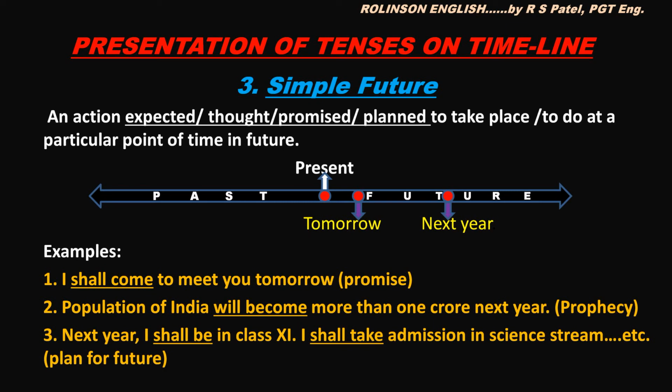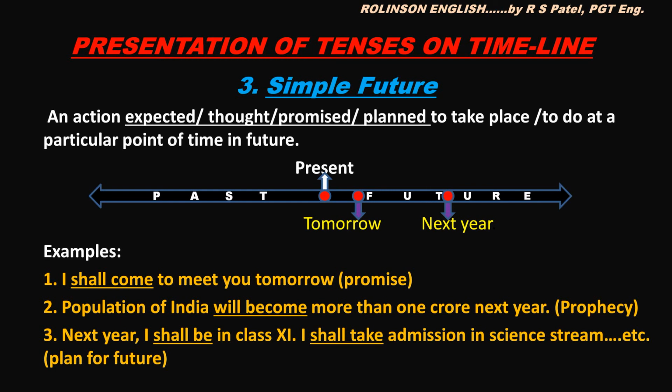See the examples now. Examples refer to them. I shall come to meet you tomorrow. See, this is promise. Simple future. Number 2. Population of India will become more than 1 crore next year. Prophecy. Alright? That's in simple future. Next year, I shall be in class 11th. I shall take admission in science stream. I shall take coaching classes too. I shall do my work sincerely. I shall listen to my teachers very attentively. I shall work hard. Thus you continue planning for future and writing and speaking.